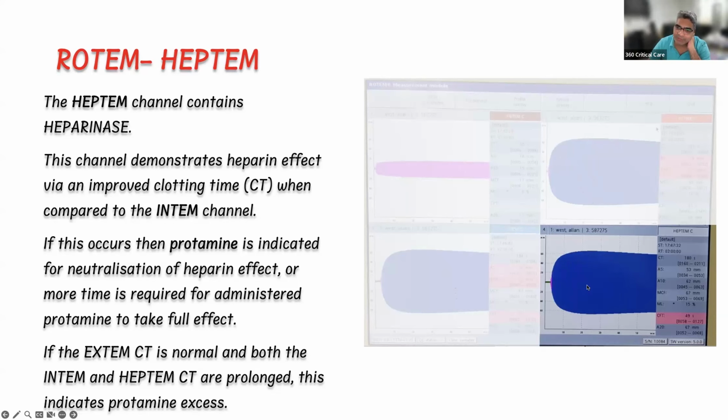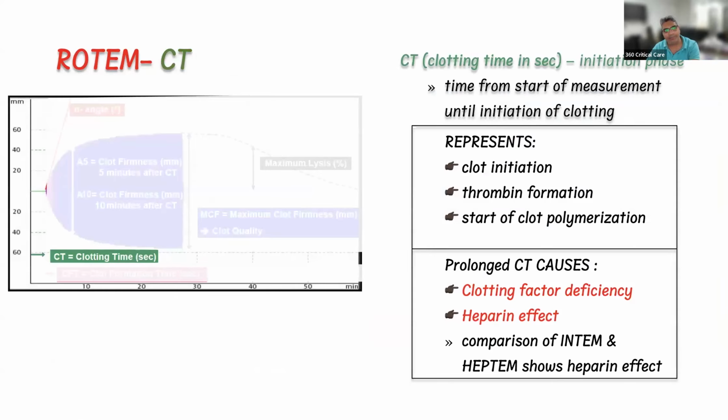Now, how is it different from other inhibitors? If there are other inhibitors present except heparin, the clotting time will be prolonged in all the channels, 1, 2, and 3. All three will be prolonged. But if it is protamine excess, then both INTEM and HEPTEM are prolonged with a normal EXTEM. Okay. Hope that makes sense. We'll go to some examples and that will make it a bit clearer.